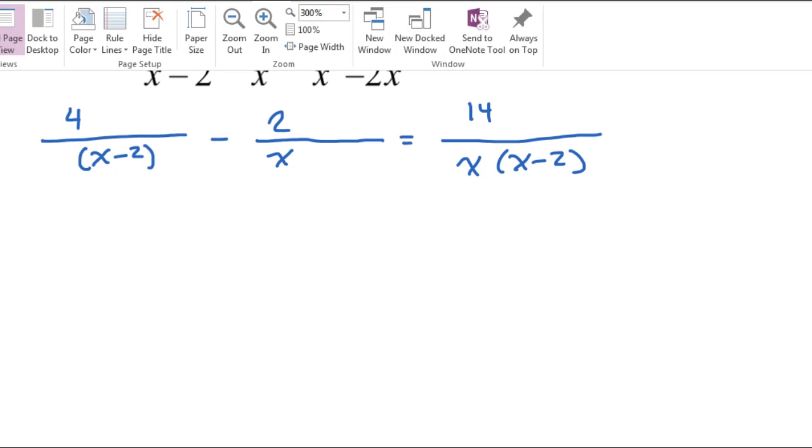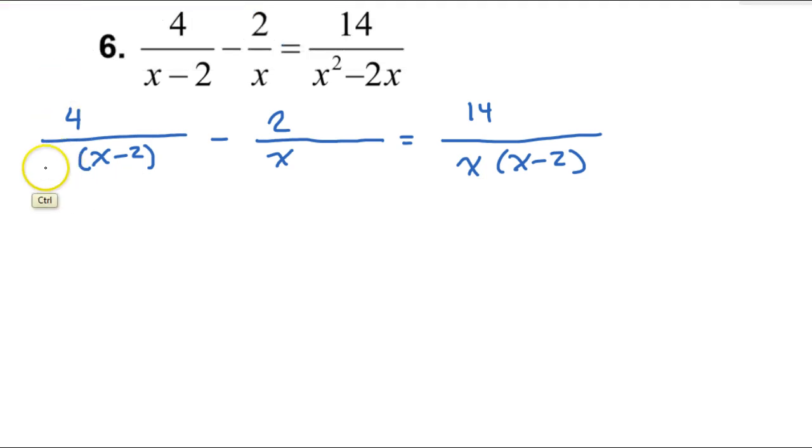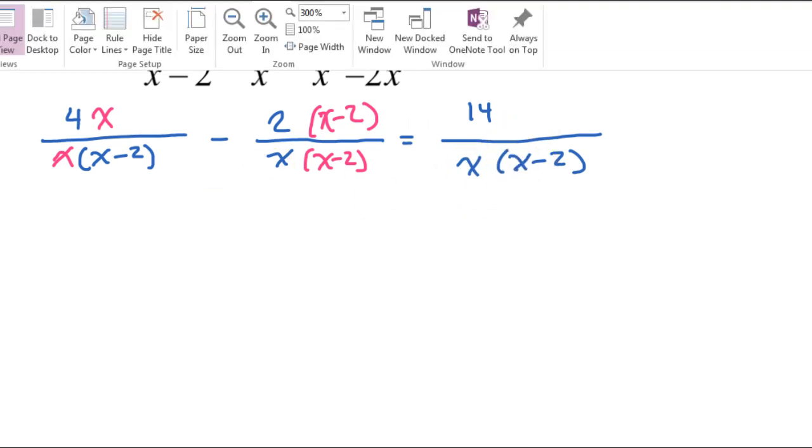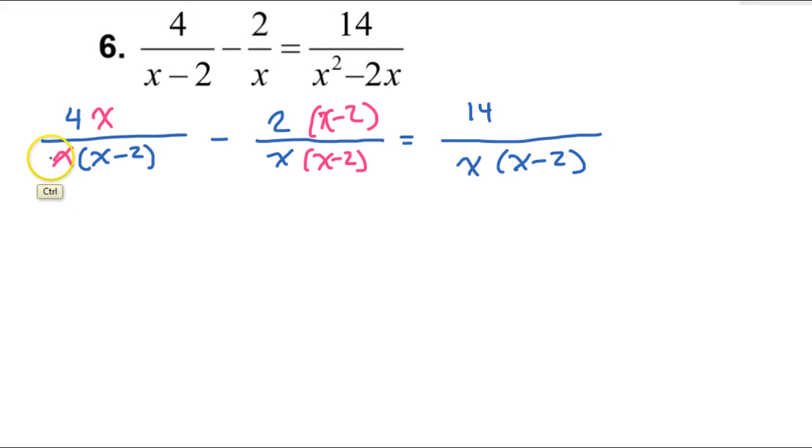Okay, I need like denominators, folks. So the second denominator has an x, so I'll have to give this one an x in the numerator and the denominator. Since the first denominator has x minus 2, I'm going to have to put x minus 2 in the numerator and the denominator. The third denominator has both x and x minus 2, so it needs nothing. But once I have all the denominators the same, I can cancel them out.